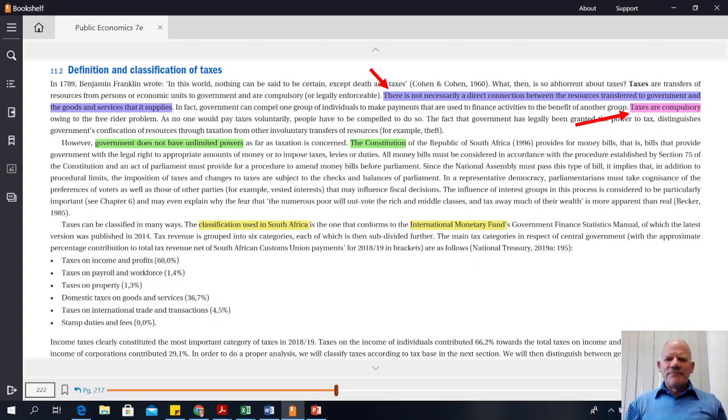The second big thing is, as you know, taxes are compulsory. Well, why are taxes not voluntary? I mean, we are all good citizens, right?